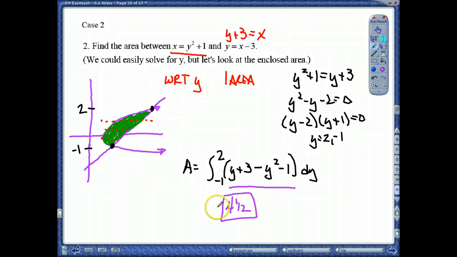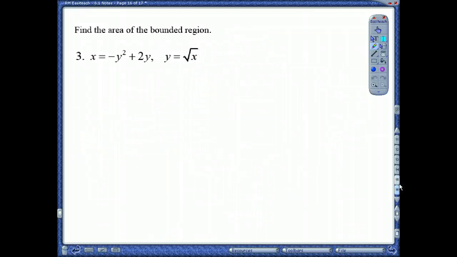Same thing you need to look for. If this turns out to be a negative area, then that means you've got them in the wrong order. You need to switch your integral and see if that changes the problem. Okay? All right, so let's look at another.